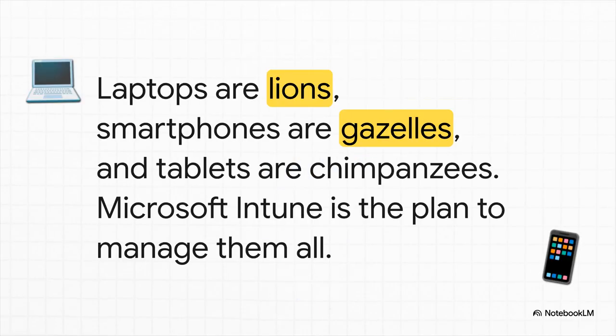And that's exactly why we call it the device zoo. It's just the perfect analogy, right? You've got your powerful workhorse laptops. Those are the lions of the office. You have the super mobile smartphones, the gazelles, always on the move. And then you have the tablets, the clever chimpanzees, ready for any task. Each one is totally different, with its own quirks and needs. And just like a real zoo needs a solid plan to care for every animal, your business needs a plan to manage every single device. That plan for us is Microsoft Intune.